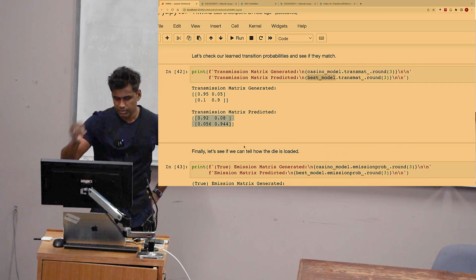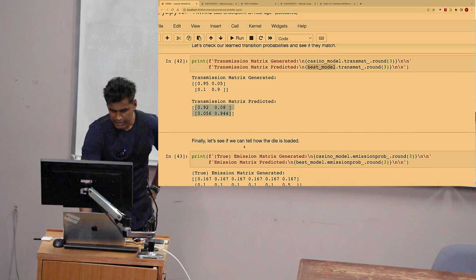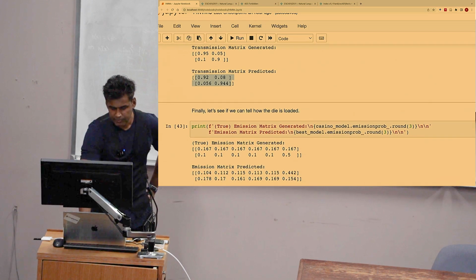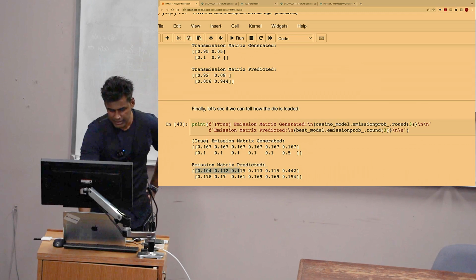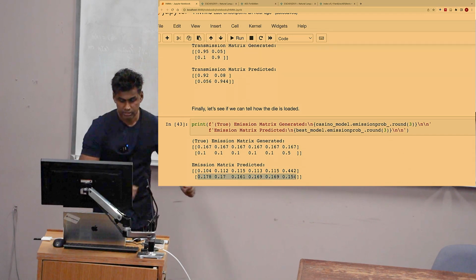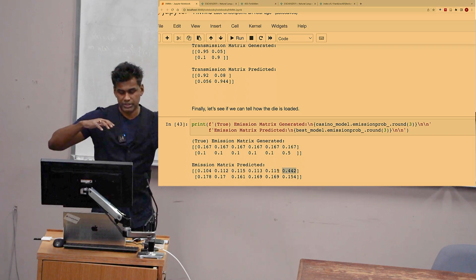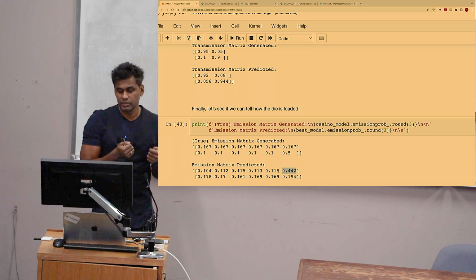And the final question is how we can see if the die is loaded. We look at the true emission matrix and the emission matrix predicted by our model. In the predicted emission matrix, we can see that one of the states is almost equally probable across outcomes, looks like a fair die. But if we look at the other state, we can easily see that one of the outcomes has a significant discrepancy from all the others, signifying that there is a loaded state. Okay?